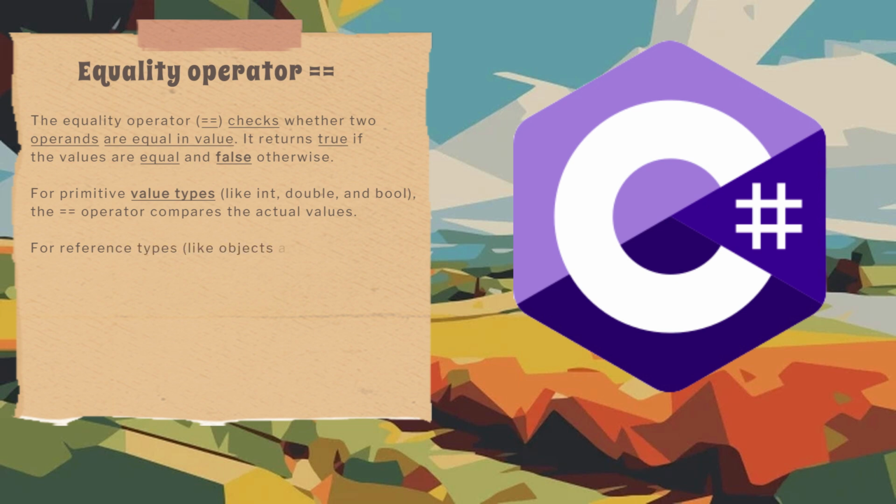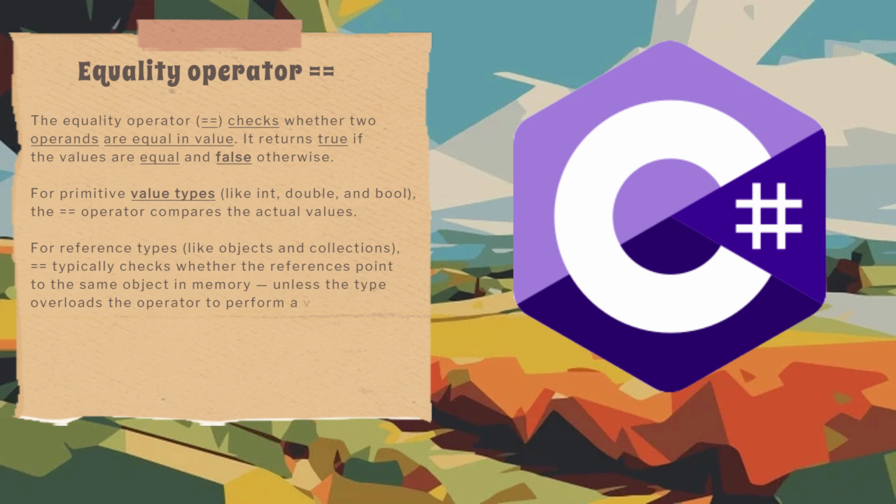For reference types, like objects and collections, the equality operator typically checks whether the references point to the same object in memory, unless the type overloads the operator to perform a value comparison.